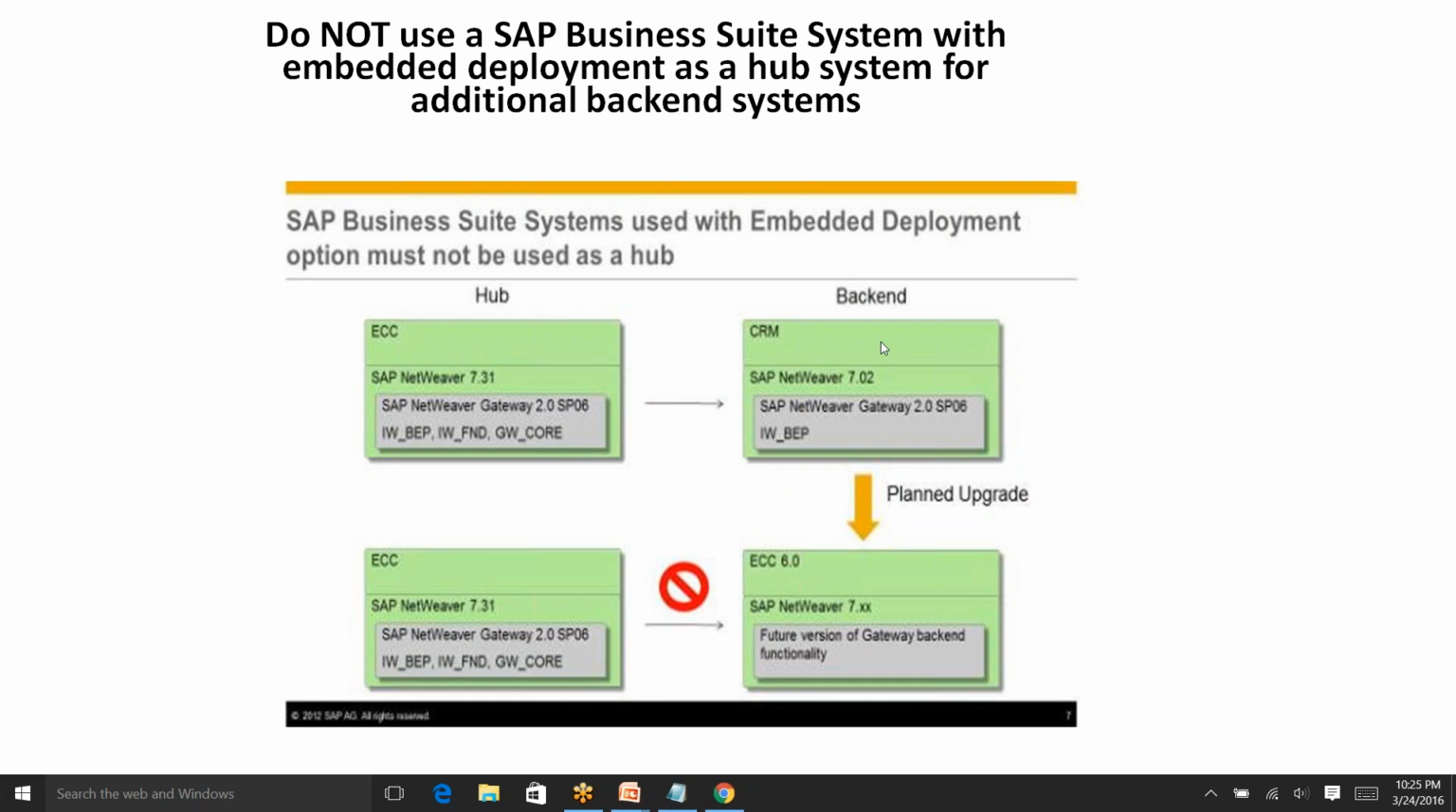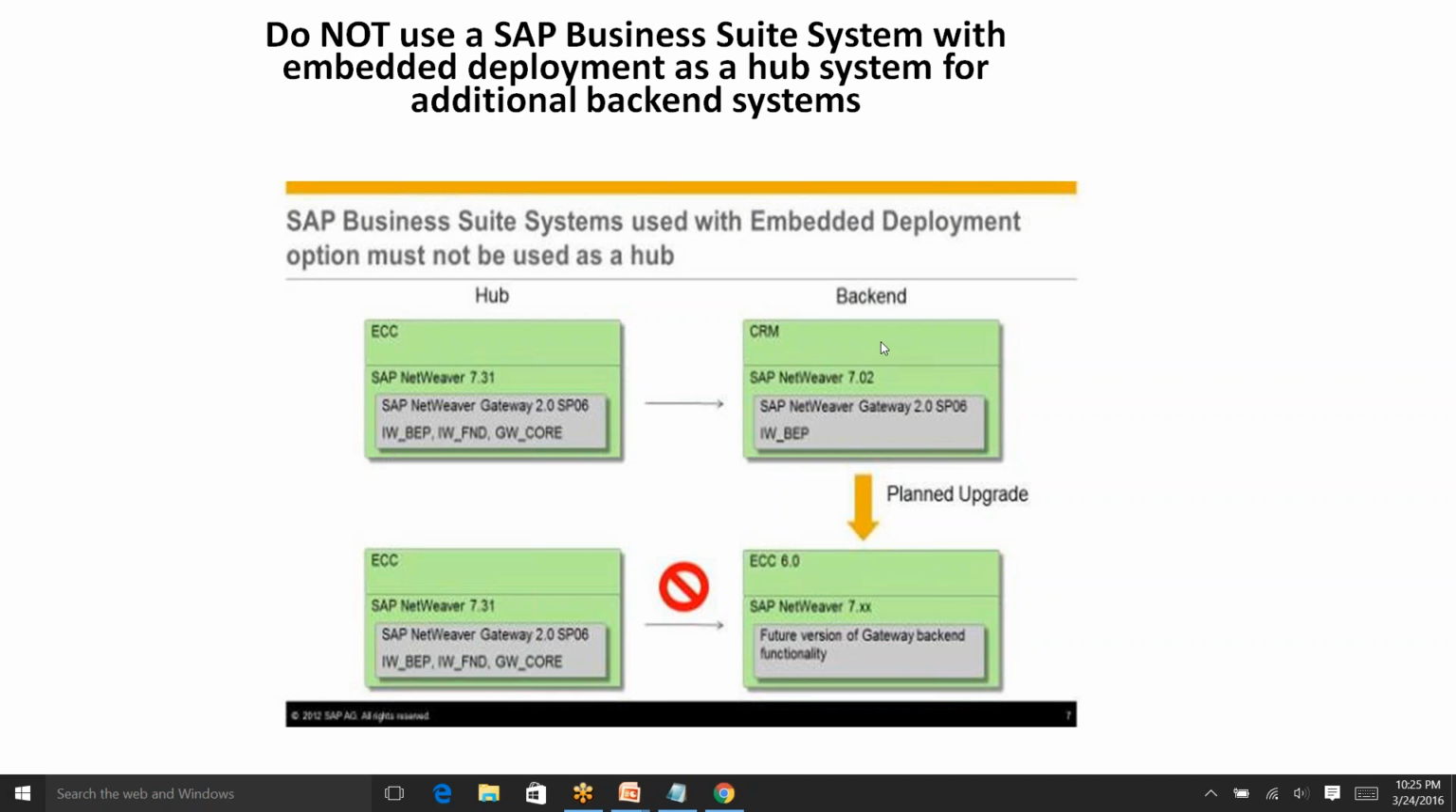So if you want to go with the central hub deployment option, it is better to have a dedicated SAP NetWeaver Gateway system. I don't see any client who is doing the embedded deployment, but just for discussion's sake, if they wanted to go with the embedded deployment option, these are the disadvantages.